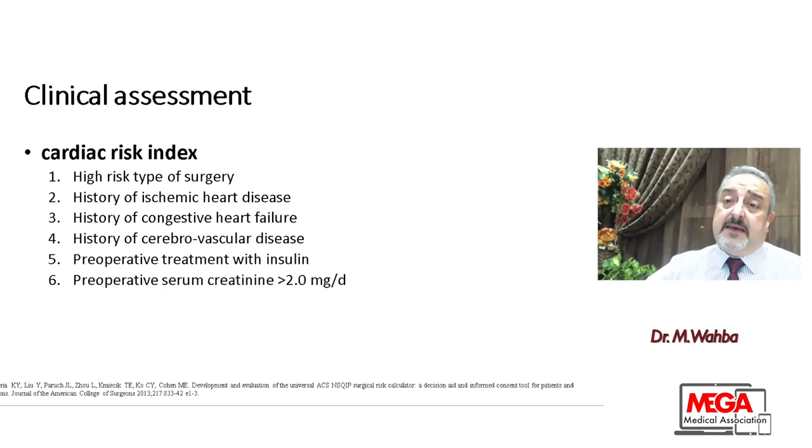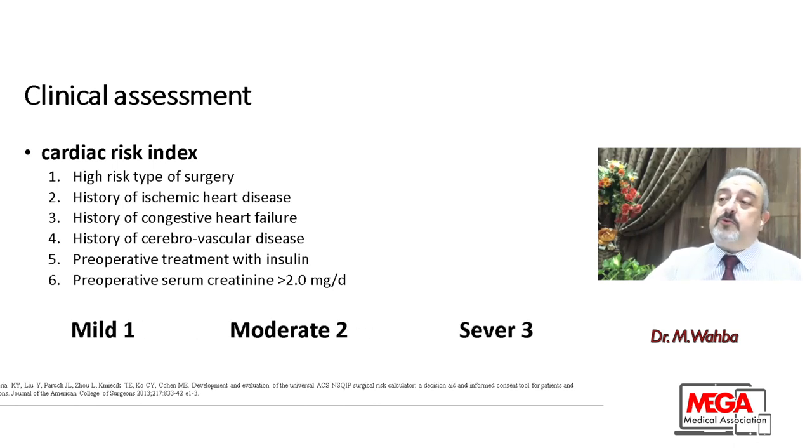History of ischemic heart disease. Did he develop ischemic heart disease in the last 6 months? Zero or one. History of congestive heart failure. Did he have congested neck veins, pedal edema, or an enlarged tender liver? Zero or one. CVA development in the last 6 months? Zero or one. Preoperative treatment with insulin. Imagine, preoperative treatment with insulin is considered as high risk. The oral hypoglycemic is not. Insulin is high risk for patients. Preoperative serum creatinine more than two. All these 6 points will take zero to one and divide them into groups.